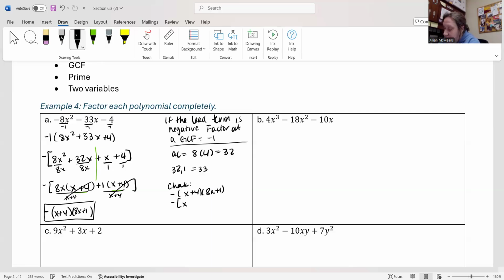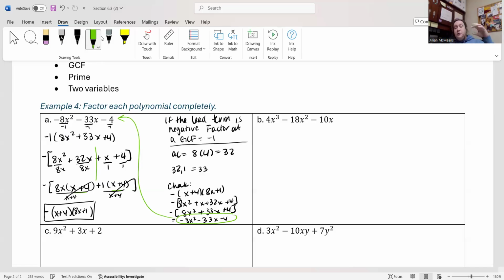So we would get 8x squared plus x plus 32x plus 4. That would give me 8x squared plus 33x plus 4. And then you've got that -1 that you've got to distribute through. So we end up with -8x squared minus 33x minus 4, which is exactly what we started with.